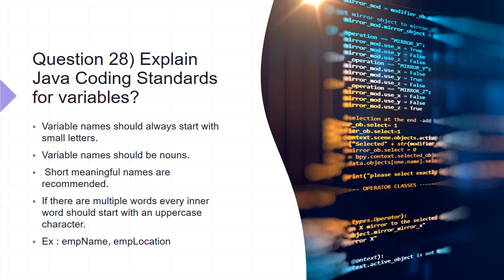Question 28. Explain Java coding standards for variables. 1. Variable names should always start with a small letter. 2. Variable names should be nouns. 3. Short meaningful names are recommended. 4. If there are multiple words, every inner word should start with an uppercase character. Example: empName, empLocation.